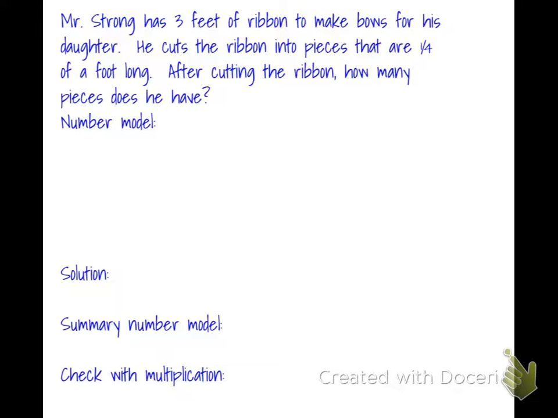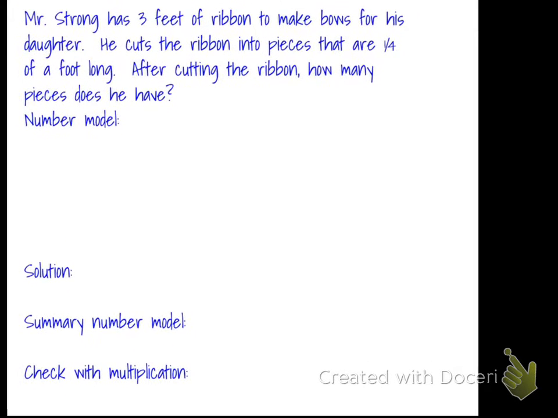Alright, I'm going to do one more story problem. This one's about Mr. Strong and his cute little daughter. This one says, Mr. Strong has 3 feet of ribbon to make bows for his daughter. He cuts the ribbon into pieces that are 1/4 of a foot long. After cutting the ribbon, how many pieces does he have?